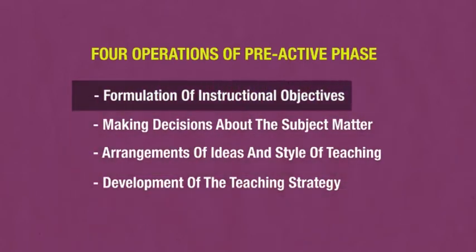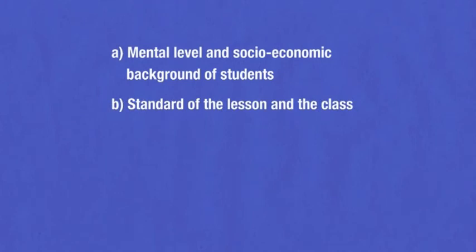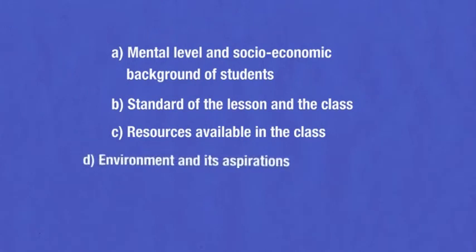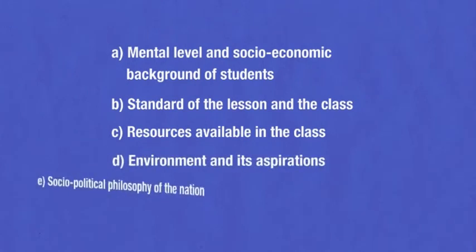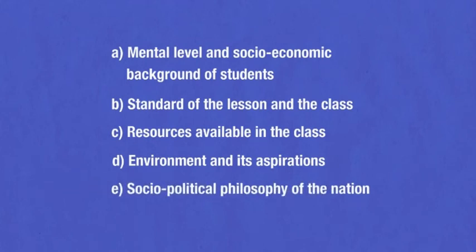Now, a brief idea of these 4 operations. The first one, formulation of instructional objectives. The preliminary task is related to why a teacher is to teach in the class. What knowledge the students will receive in a 40 to 50 minute period is called the objective of the teacher. The objectives are formulated by keeping the following points into consideration. A, mental level and socio-economic background of the students. B, standard of the lesson and the class. C, resources available in the class. D, environment and its aspirations. And E, the socio-political philosophy of the nation.